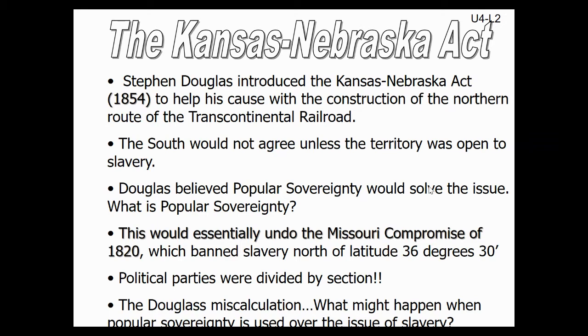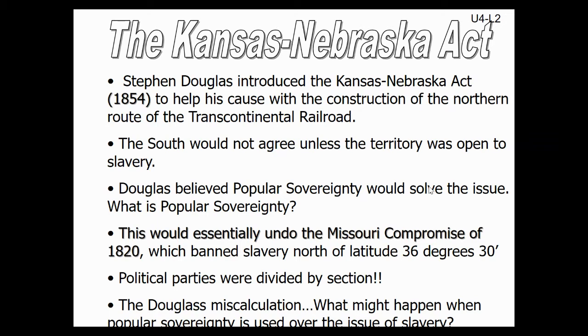Stephen Douglas is from Illinois. He was in the House of Representatives from 1843 to 1847 and was a senator from 1847 to 1861. Douglas wants to help build the transcontinental railway across the United States, connecting the East and West coasts. In order to do that, we need to take territory and make it into states so that we can expand people and expand the railroad. He is not the only one to help. He had Andrew Butler from the South helping with this.